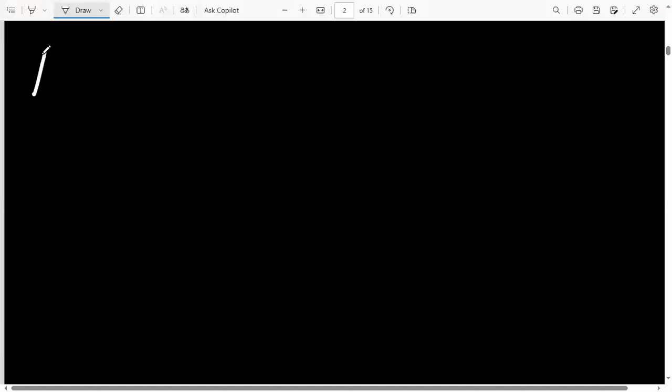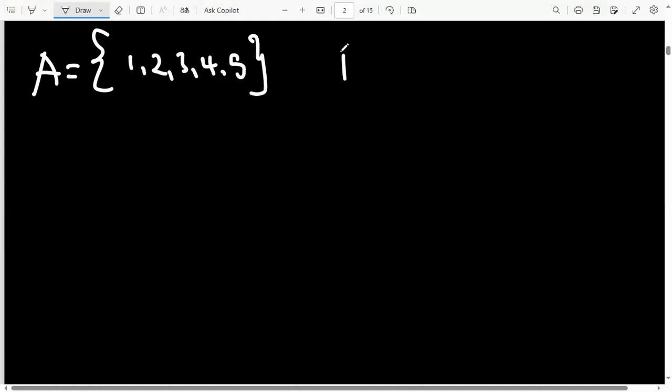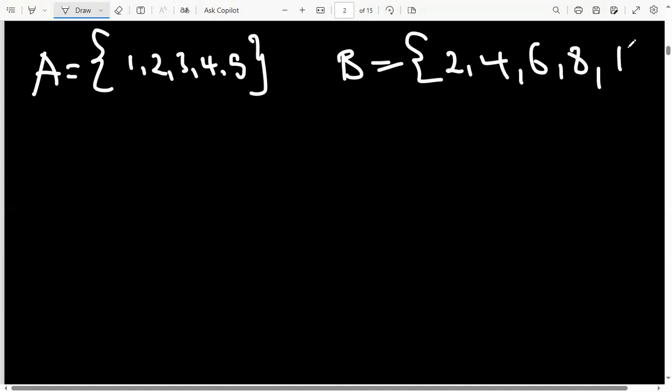So we have the set A here, which contains 1, 2, 3, 4, and 5. These are the elements of set A. And then I have set B here, which contains 2, 4, 6, 8, and 10 as its elements. The first question: we're asked to find A union B. So what is A union B? What is the union of sets?